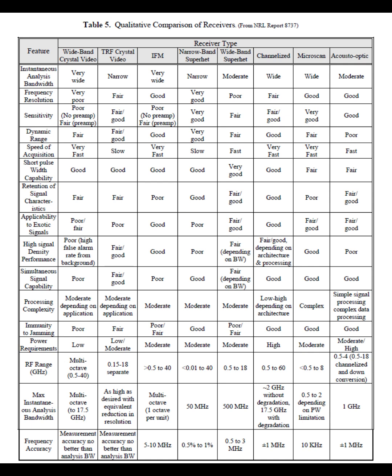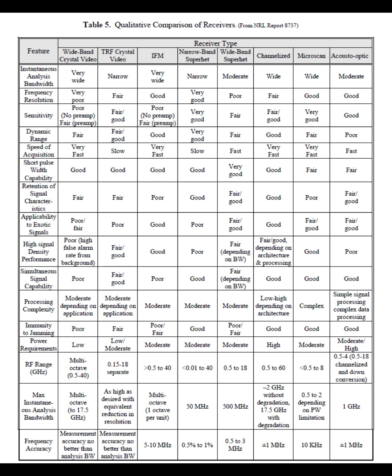High signal density performance. Performance in environments with many signals. IFM, channelized (depending on bandwidth), and microscan receivers are the best. Wideband crystal video is poor. Simultaneous signal capability. This is the ability to handle multiple signals at once. Channelized (depending on bandwidth) and microscan are the best. Wideband crystal video and narrowband superhet are poor.